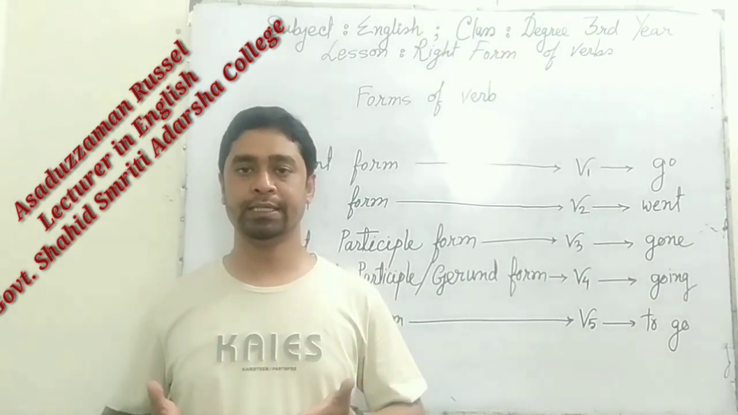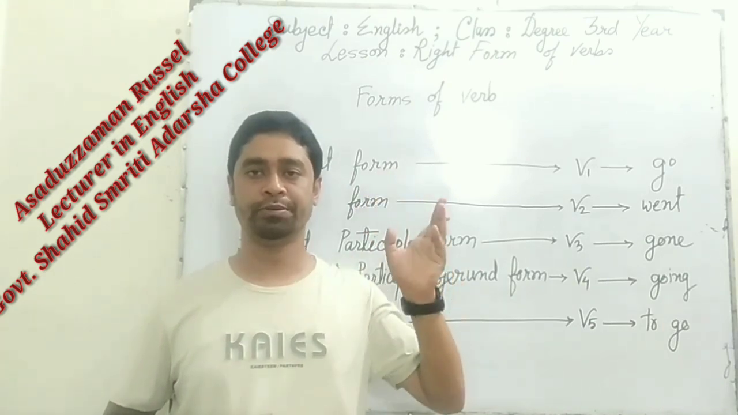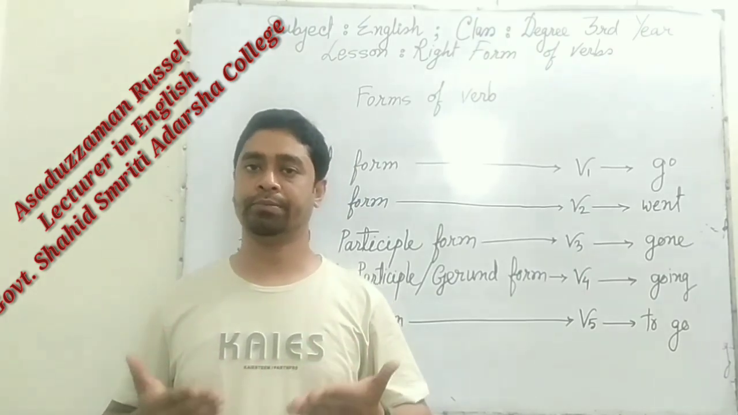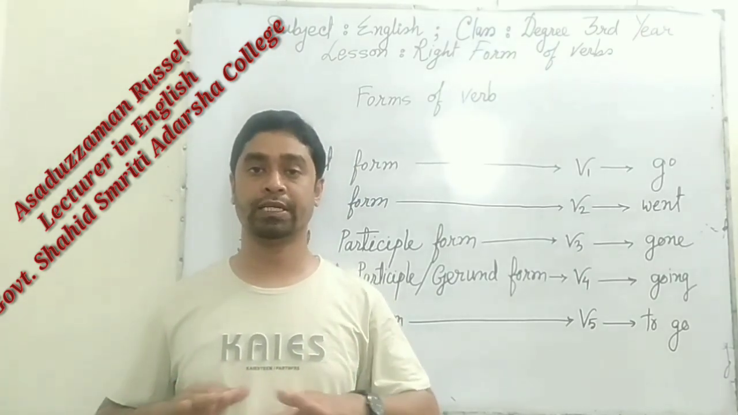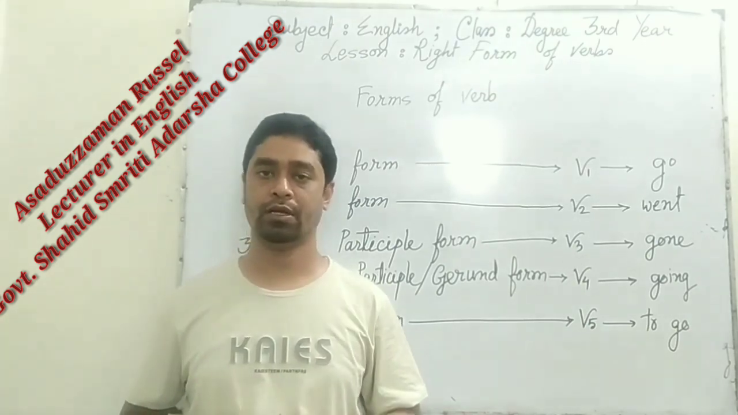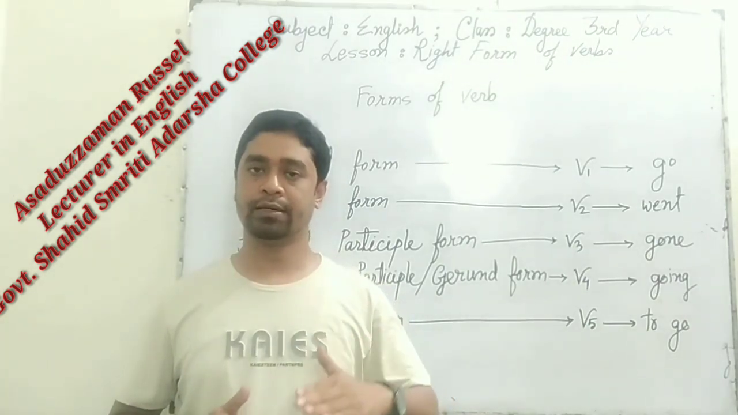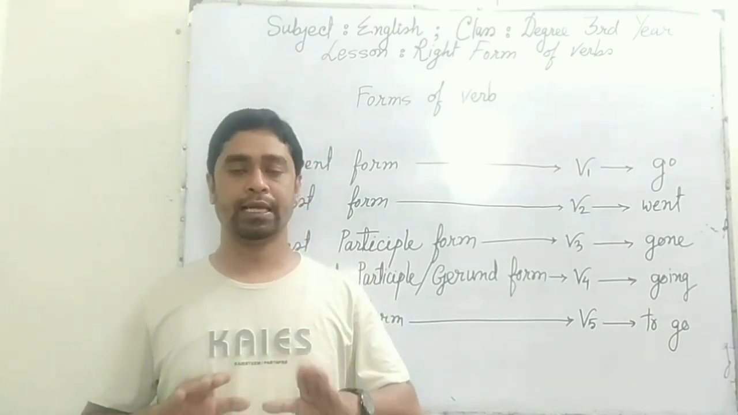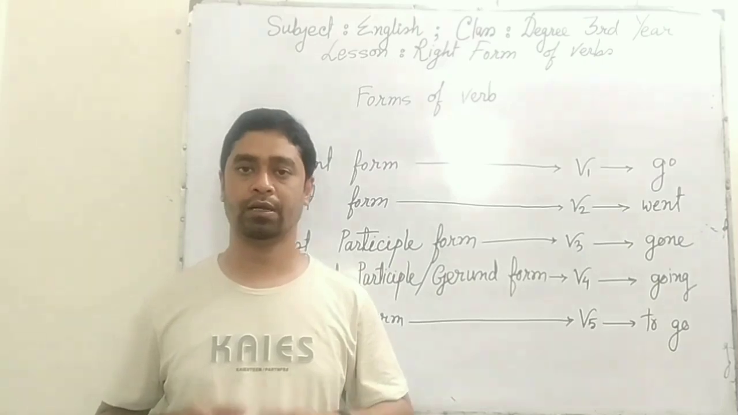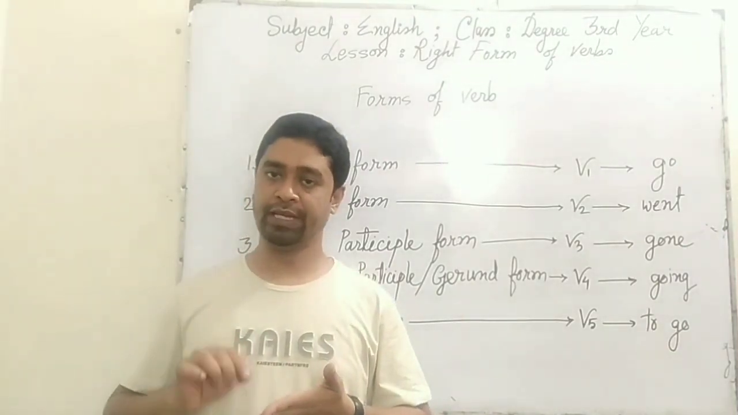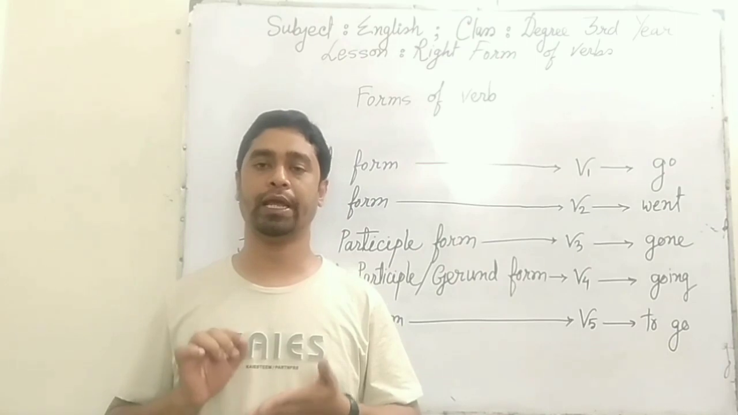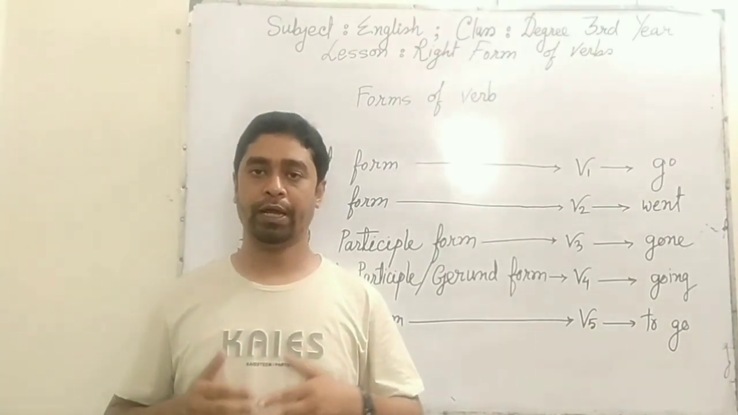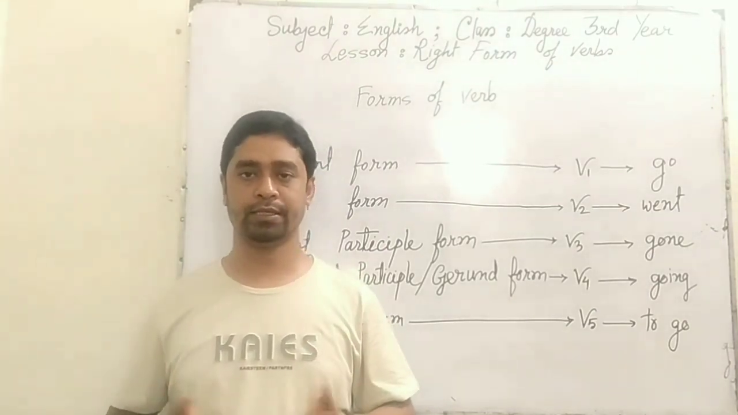Today's lesson is right form of verbs for the degree third year students. Degree third year means final year for the degree level students. You know, in this third year, English has been included in the syllabus as a compulsory subject. If a student fails in English, a minimum of a year will be lost for him. Now I am going to start my class.